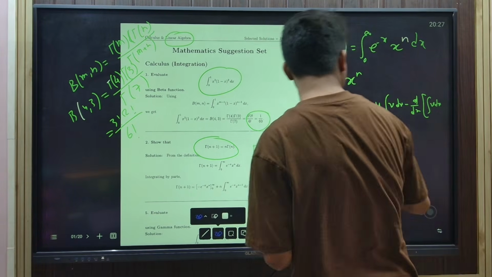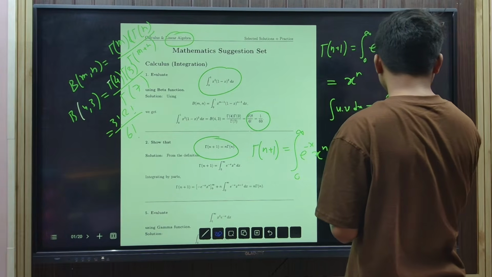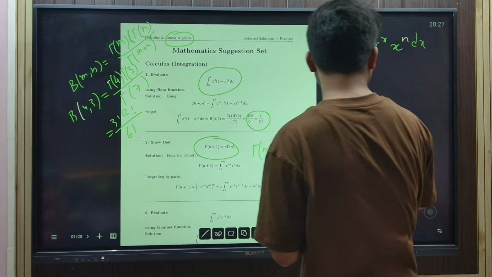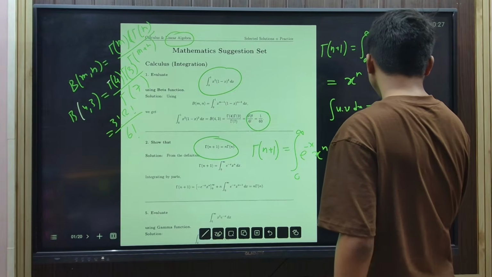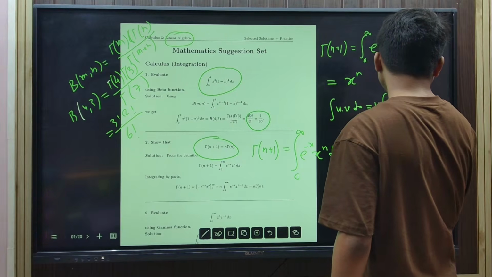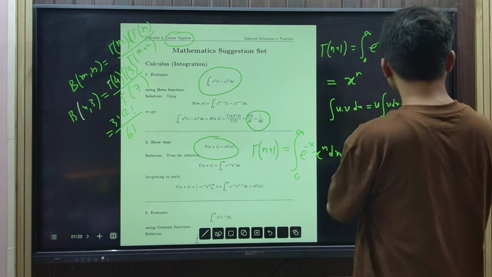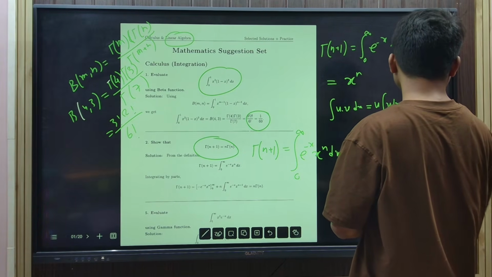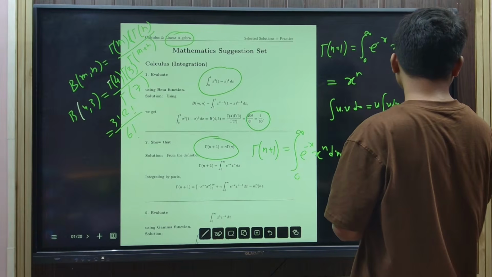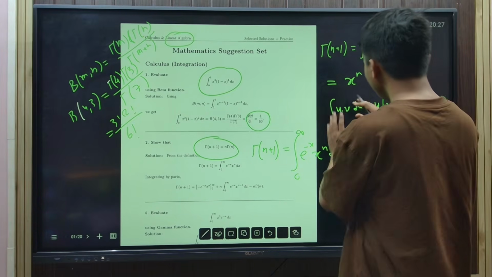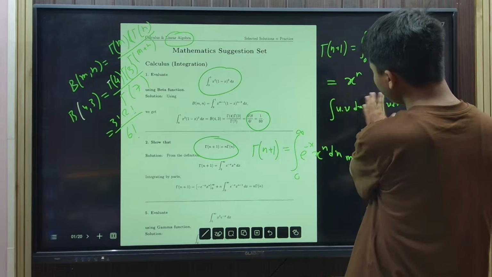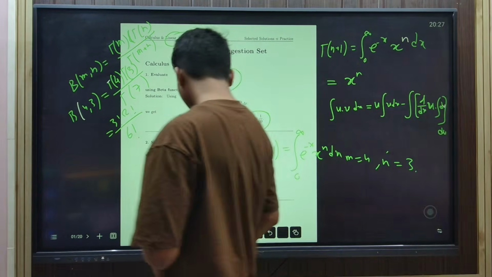So integral of v dx minus integral of d/dx of whatever the function is outside, this is u, and integral of v dx. So now you have to put in this formula only. So how do you know?